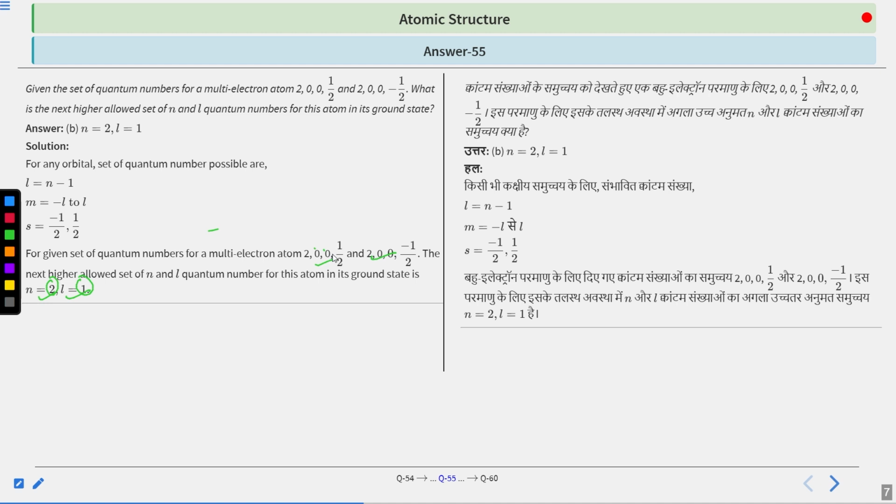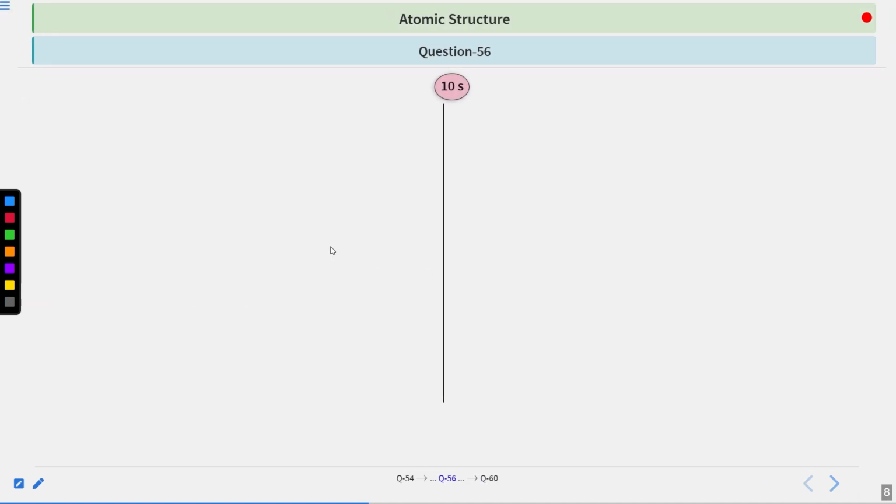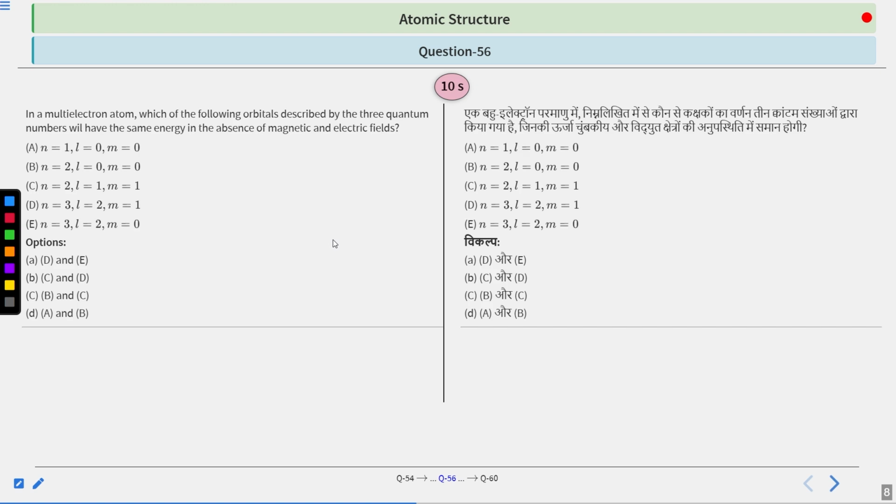Okay. Now moving on to the next question. Question number 56. It is given that in a multi-electron atom, which of the following orbitals described by the three quantum numbers will have the same energy in the absence of magnetic and electric fields? This is quite a conceptual question. The sets of quantum numbers are: A, n equals 1, L equals 0, m equals 0. B, n equals 2, L equals 0, and m equals 0.